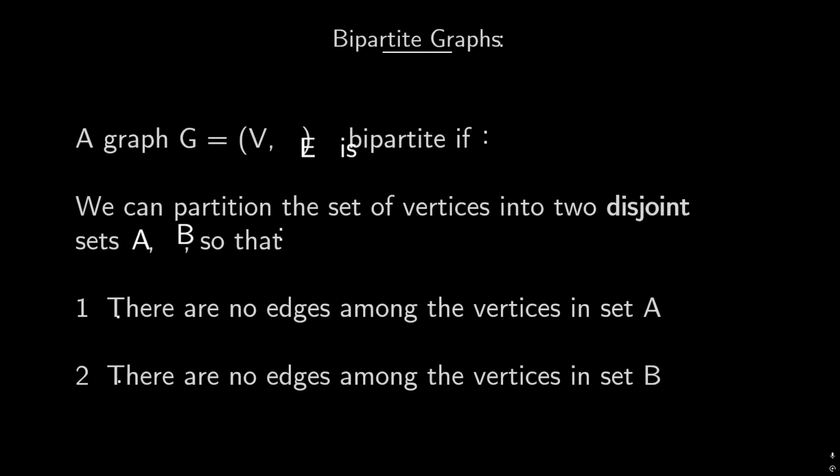Okay, so moving on away from trees, which are very simple types of graphs, there are also bipartite graphs. A graph G is bipartite if we can partition the set of vertices into 2 sets A and B, so that there are no edges among the vertices in set A and there are no edges among the vertices in set B. Okay, so those were a lot of words. What does this mean pictorially?